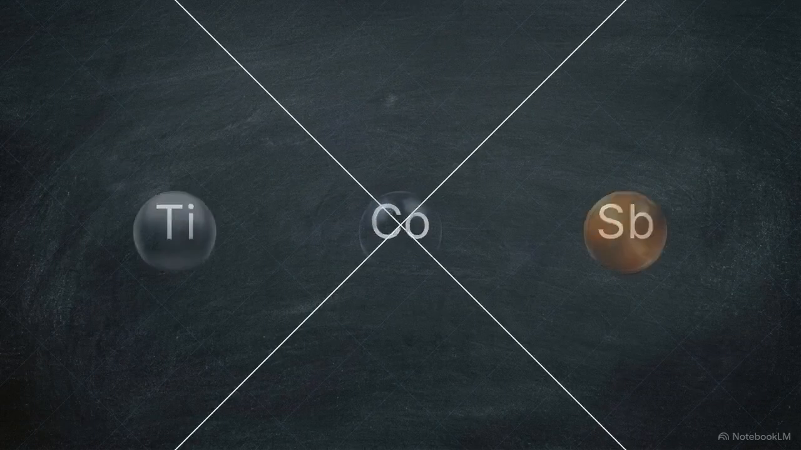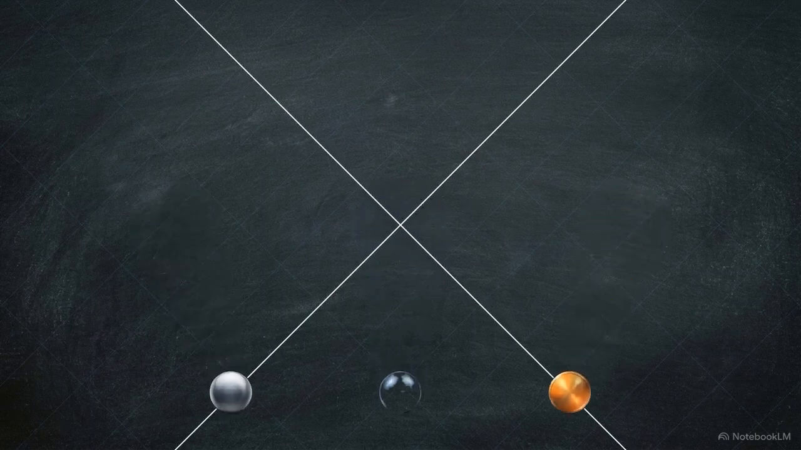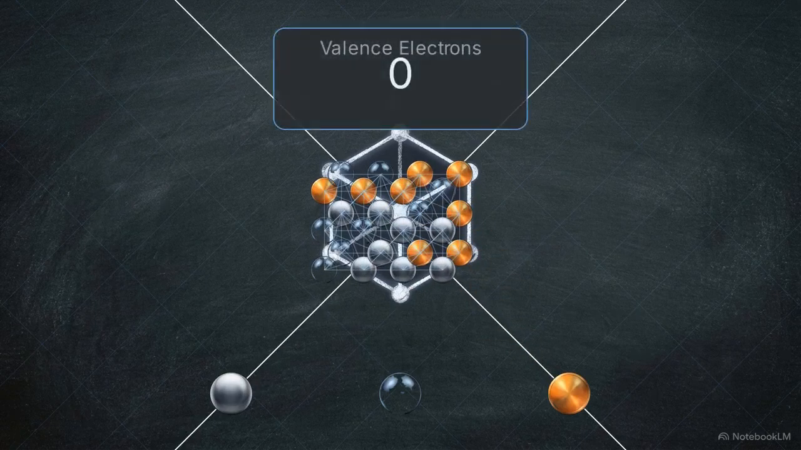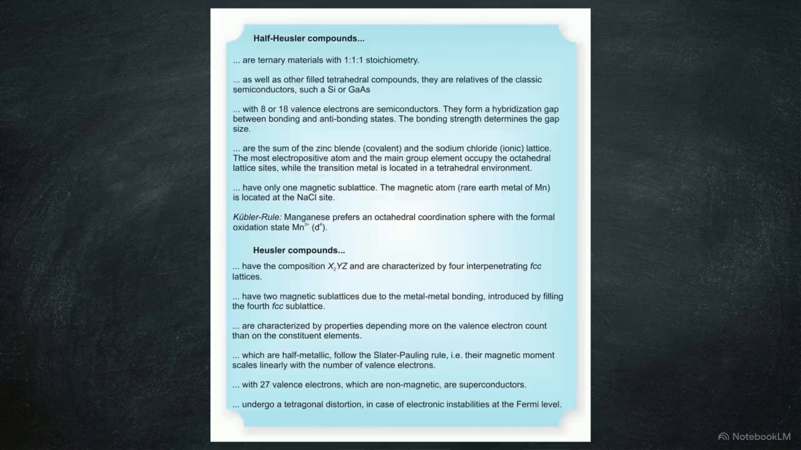The choice of specific elements, whether titanium, cobalt, or antimony, is secondary to the exact geometry they form and the total number of valence electrons they contribute. This reference document outlines the predictive framework. It shows that if a half-Heusler compound reaches an exact count of 8 or 18 valence electrons, it forms a hybridization gap and functions as a semiconductor.